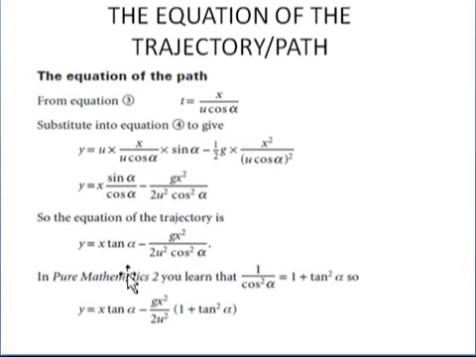The final equation you can take home is the equation of the trajectory, or the equation of the path of the projectile. And it's y is equal to x tan alpha minus gx squared over 2u squared cos squared alpha. From your trigonometry identities, 1 over cos squared alpha is equal to 1 plus tan squared alpha. So substitute that in place of 1 over cos squared alpha, you end up with that equation.